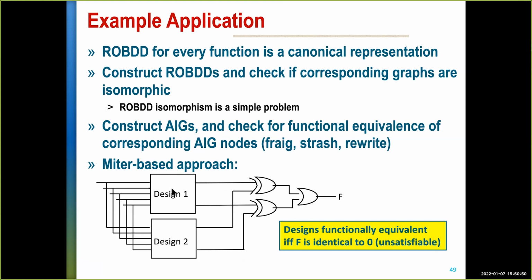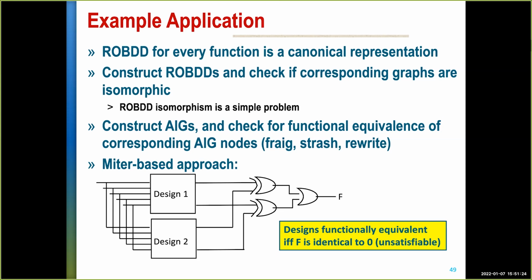So if the two designs are indeed equivalent, then this F should always be 0 for every input that you can give over here. On the other hand, if the two designs are not equivalent and there is some input combination here that makes a particular pair of corresponding outputs differ, so one of them will be 0, the other will be 1, and so the output of the XOR gate will be 1, and therefore the output of the OR gate will be 1. So we can say the designs are functionally equivalent if and only if F is unsatisfiable.